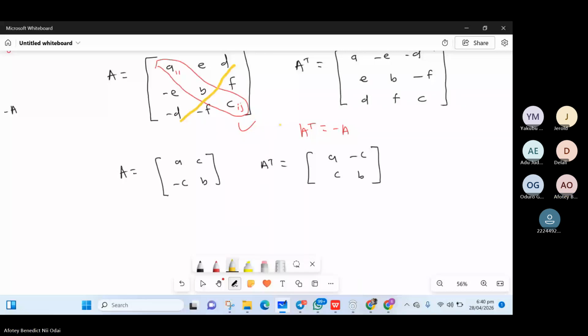So we have to show that for this 2 by 2 matrix, A plus B is equal to 0. Or for the case of a 3 by 3 matrix, A plus B plus C is equal to 0. Now, think about this, right? Think about this.